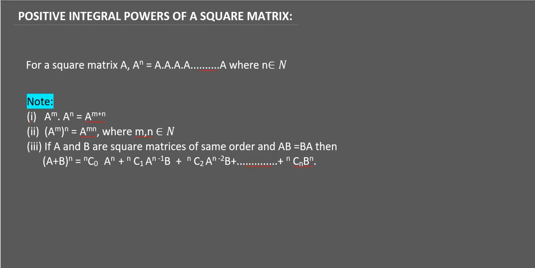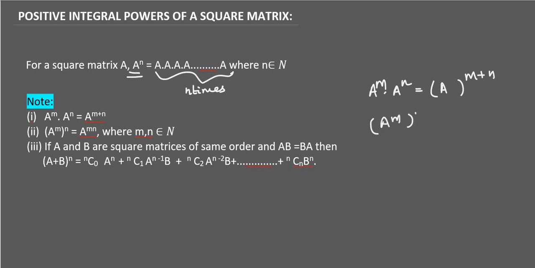Next, moving on to positive integral powers of a square matrix. For a square matrix, A power n is equal to the product of A, n times, where n belongs to the set of natural numbers. A power m into A power n, these matrices are equal but the powers are different, can be written as A power m plus n, and A power m whole power n can be written as A power m into n.